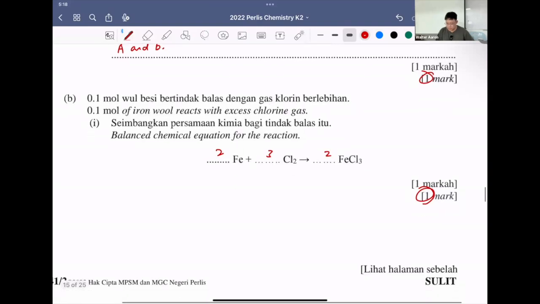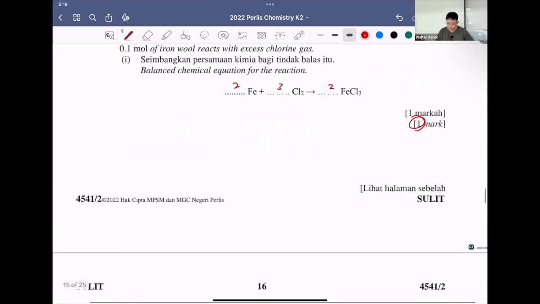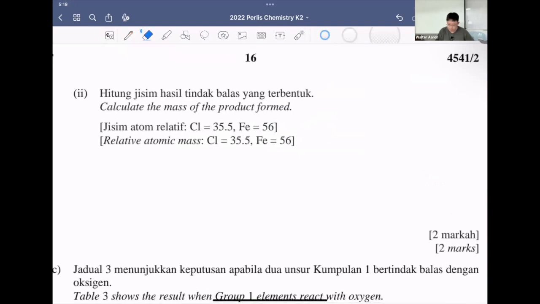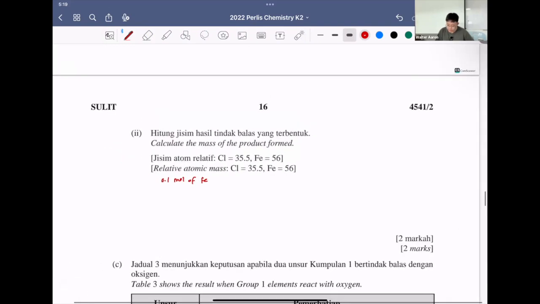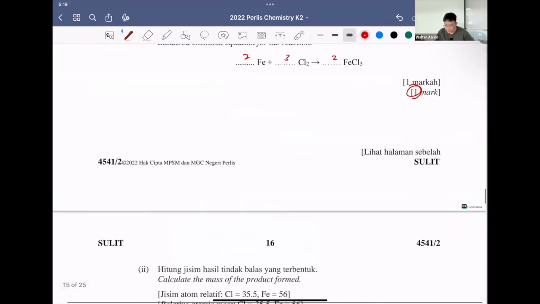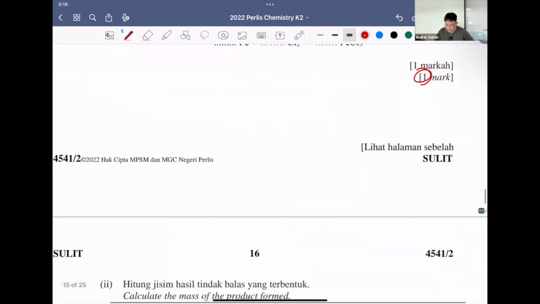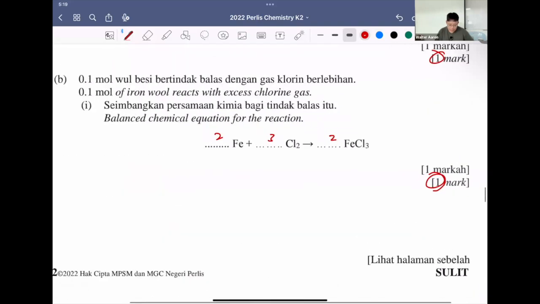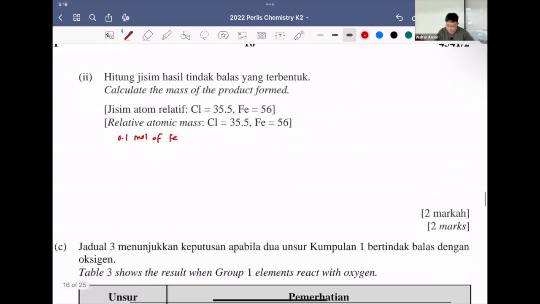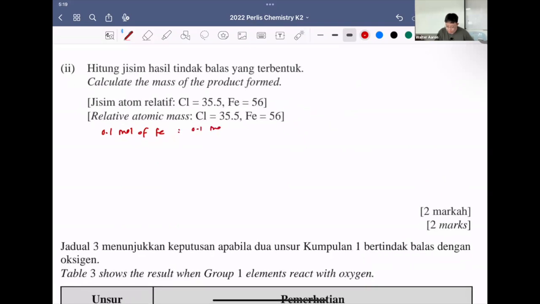Okay, and then let's move to the next one. Calculate the mass of the product formed. So right now we have 0.1 mole of Fe. If you look closely at the equation, for every 2 mole of Fe, you get 2 mole of FeCl3. So the mass of product formed will be based on the number of moles of the substance that you get. In this case, you get 0.1 mole only. So if you have 0.1 mole of Fe, you will get 0.1 mole of FeCl3 as well.